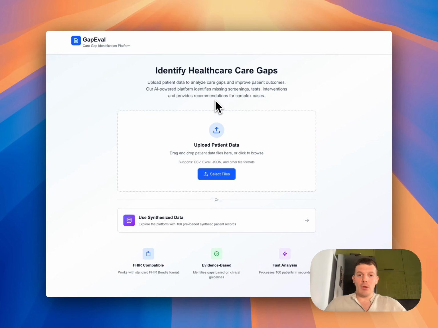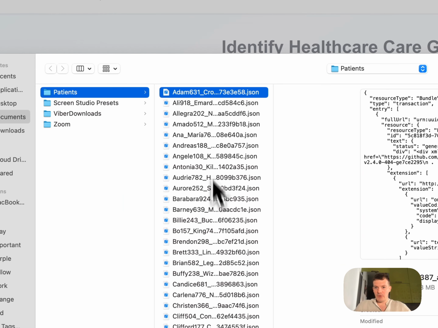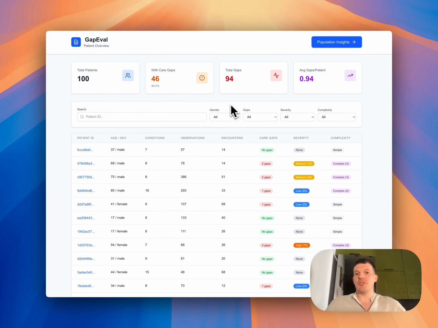You start by uploading your data. The system can support multiple data formats for patient uploads, and today I'm using data in FHIR format. So I'm selecting the files. Here are my patients. So here is the patient list view.